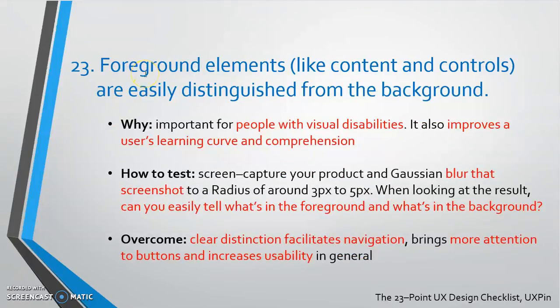And finally, foreground elements. For example, the content and the control should be distinguished from the background. It is because certain users will have certain visual disabilities. So one of the easiest ways is to blur it and see whether your users can differentiate.